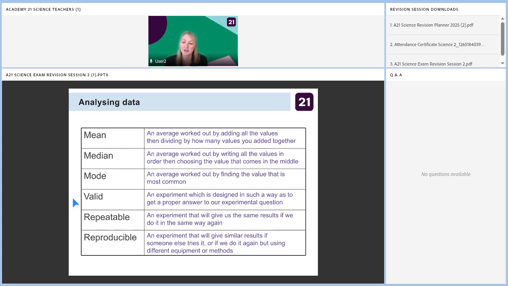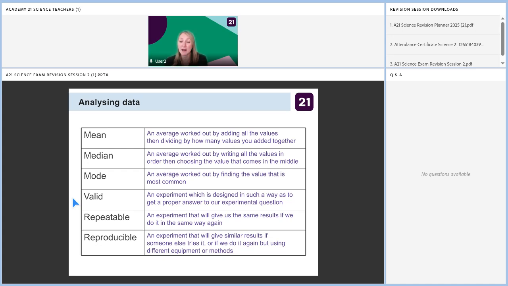Now, the other 3 words that are in this table, valid, repeatable, and reproducible, are often talked about together, but they have quite clear and distinct definitions. So a valid experiment, sometimes referred to as a fair test, is an experiment that's designed in a way that controls all the variables that should be controlled. Okay, so it makes it fair. And we very carefully measure all the variables that need to be measured. And we also change very clearly the one that we're changing. This is linking back to your work on variables earlier on in tonight's session.